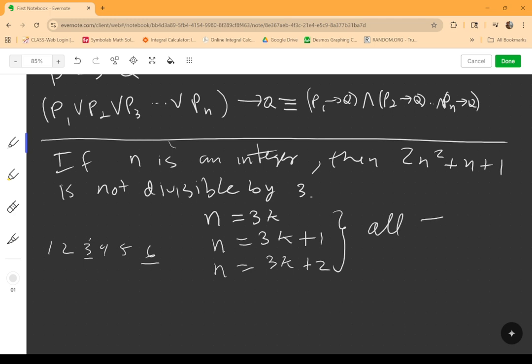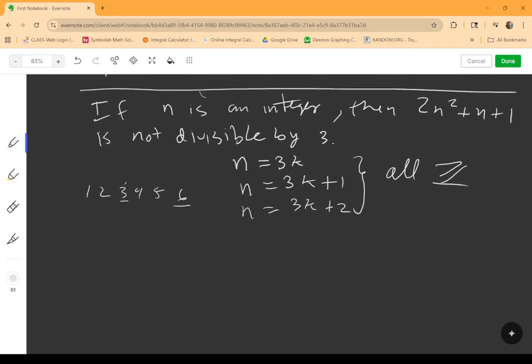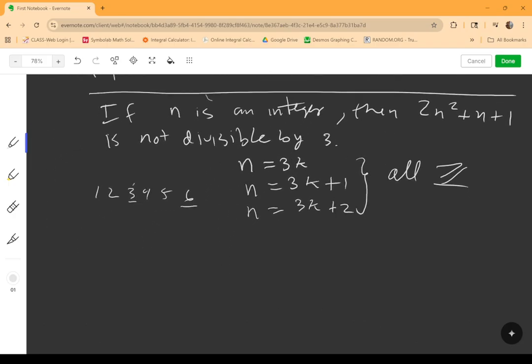I can represent all of Z, which is what I want, if n is an integer. So now we have our cases, and each one of those represents all of Z. So I have my structure for my proof by cases. So let's take case 1. In case 1, we'll let n equal 3k.